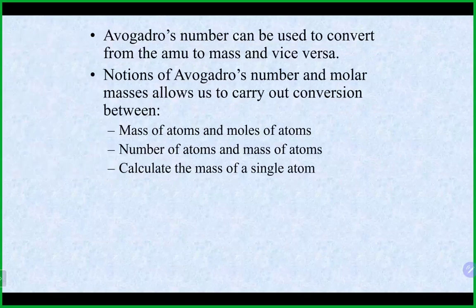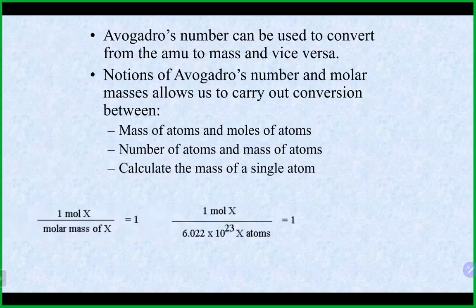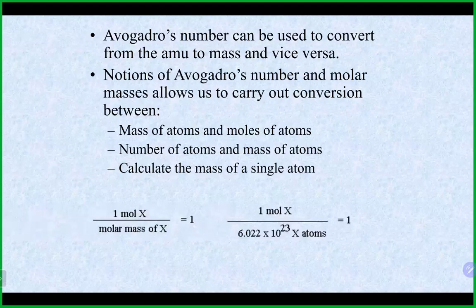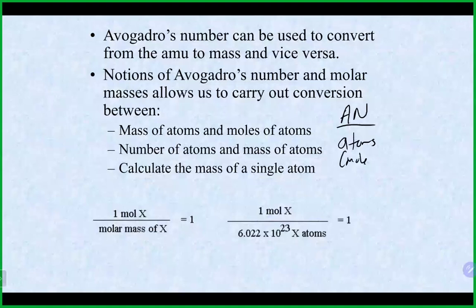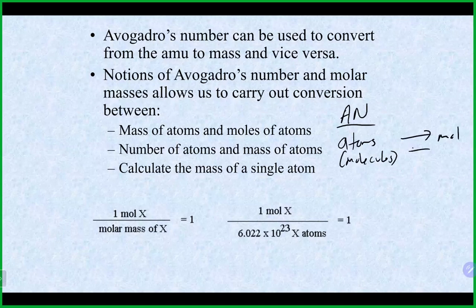So what is the deal with Avogadro's number and molar mass? It allows us, as I've been mentioning, to do those conversions. So once again, Avogadro's number takes you from atoms or molecules to moles or backwards. And molar mass from the periodic table takes you from grams to moles and moles back to grams.